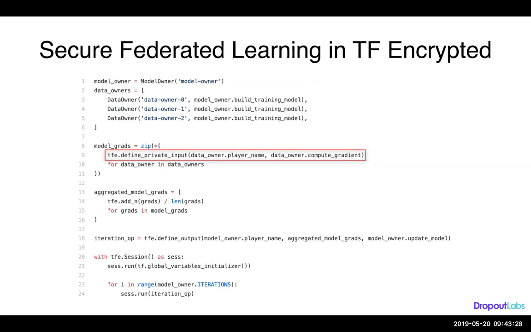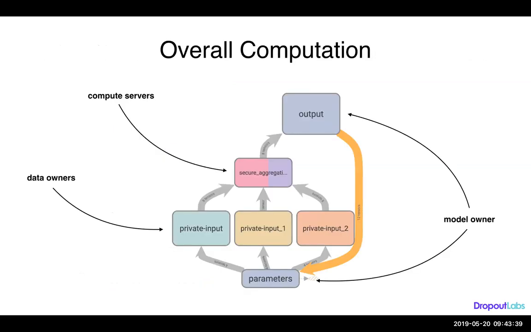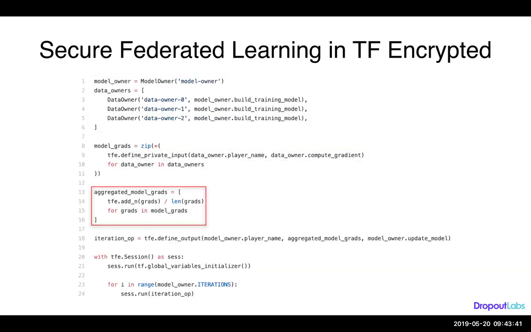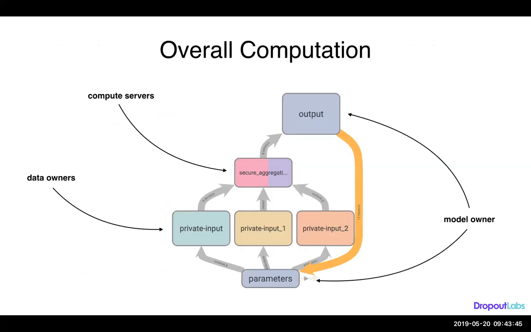Then we ask each data owner to compute the gradients, so to get the model updates. We compute an aggregate, so in this case, we're just taking the mean. Then we're sending the mean back to the model owner, and then we execute it for a certain number of iterations at the bottom. Again, if we look in TensorBoard, we can see what this looks like.